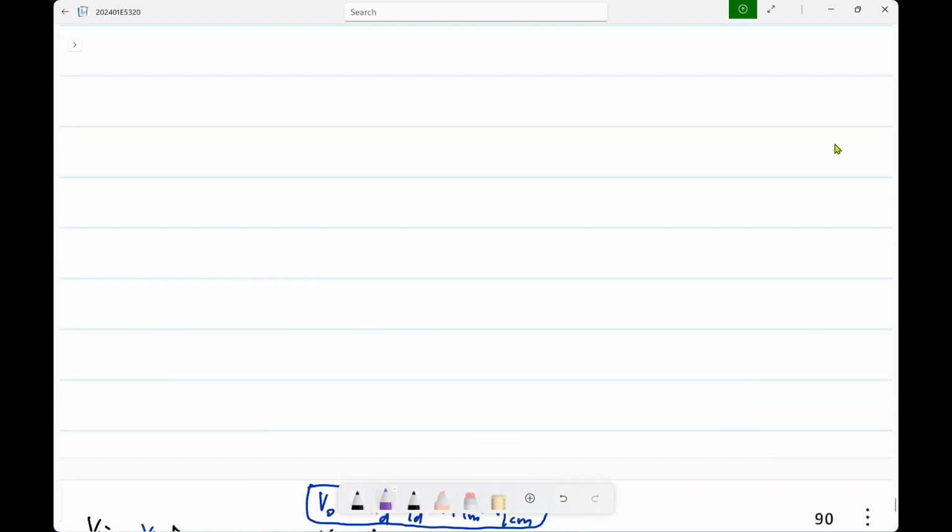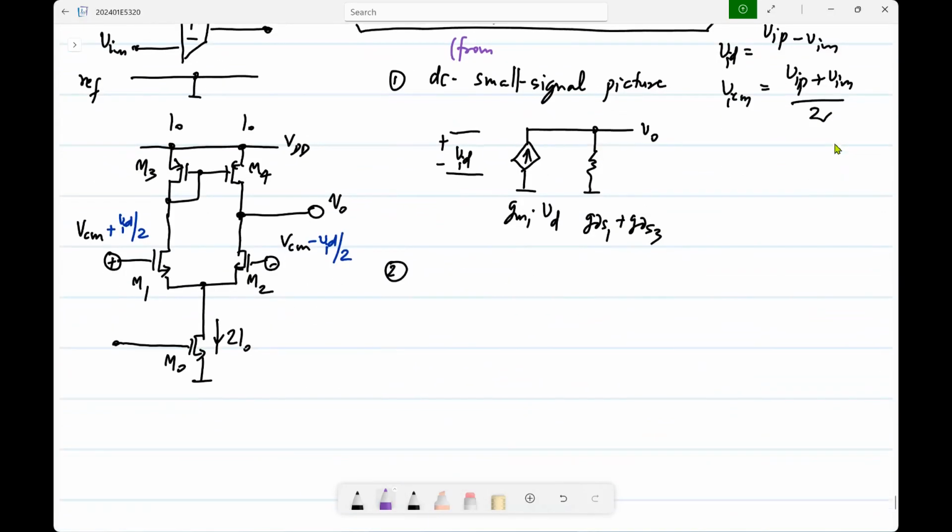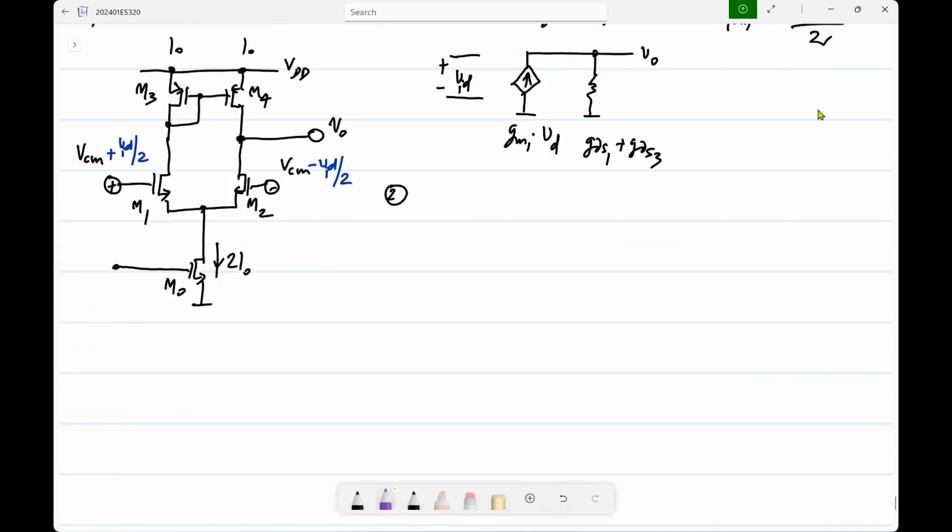So for now, what we'll do is we just will evaluate ACM of this. What is the common mode gain of this? How would you go about evaluating? How would you evaluate the common mode picture? What does the common mode picture mean?